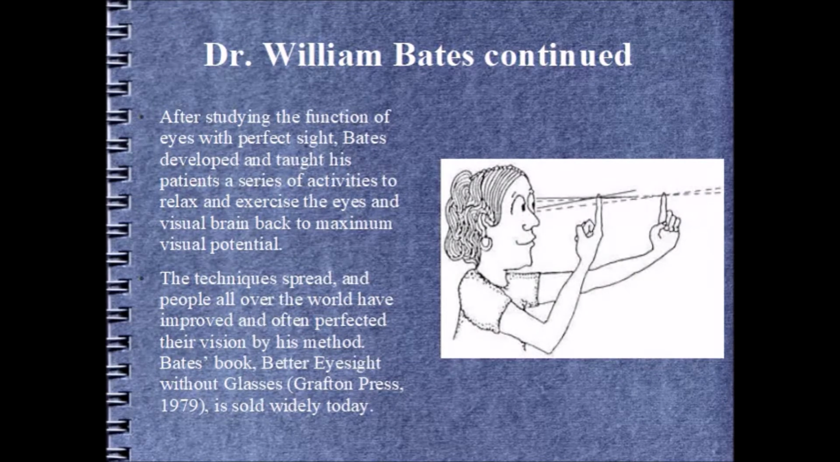After studying the function of the eyes with perfect sight, Bates developed and taught his patients a series of activities to relax and exercise the eyes and visual brain back to maximum visual potential. The techniques spread, and people all over the world have improved and often perfected their vision by his method. Bates's book, Better Eyesight Without Glasses, is sold widely today, and we'll go into some of those eye exercises now.